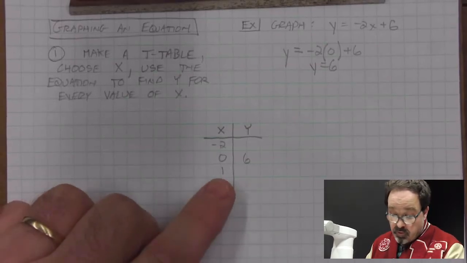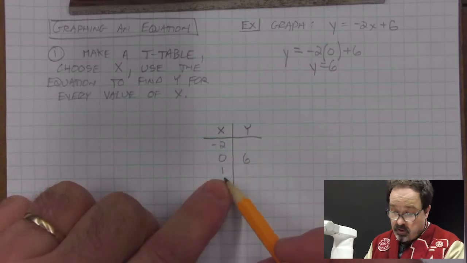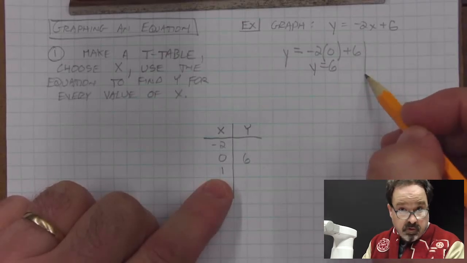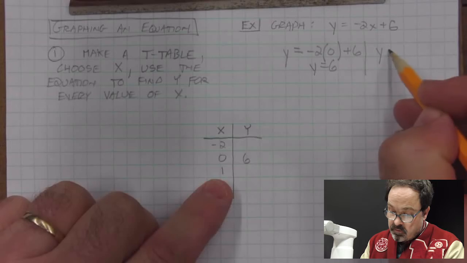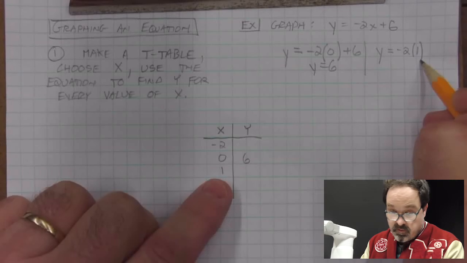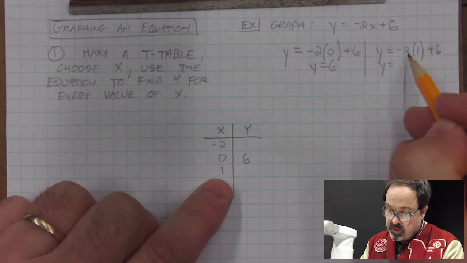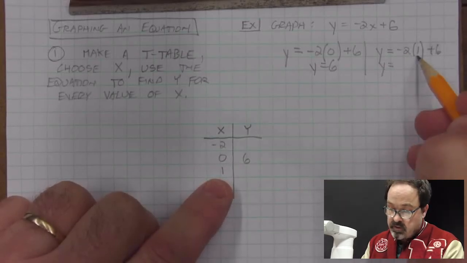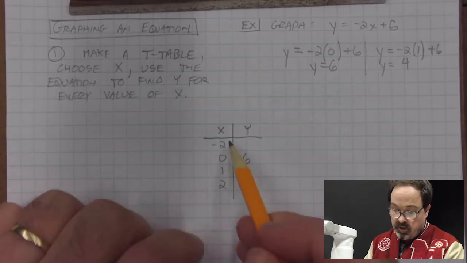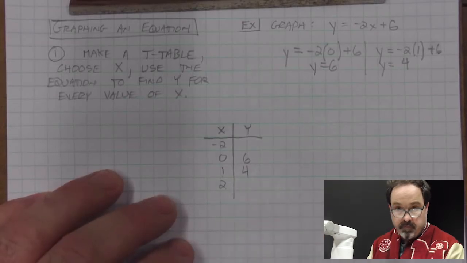I'm now going to work with a new choice of x, a new value. I'm going to think of x as 1. I'll use the equation and do some side work to find the value of y when x is 1. Y is going to be equal to negative 2 times my choice of x, this time 1, plus 6. Now I'm going to do the math. Y will be equal to negative 2 times 1 is negative 2, and then when I add 6, I get 4. So when I chose x to be 1, y is 4.